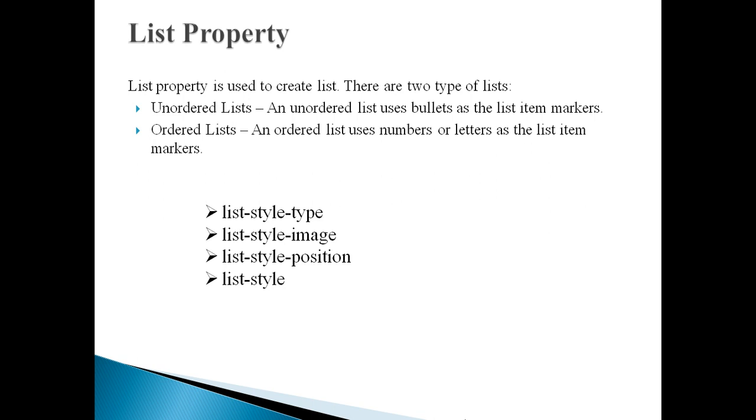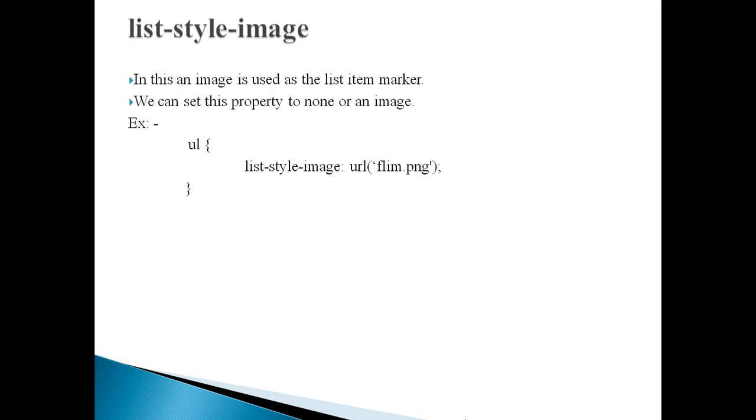And we have about four list properties here: list style type, list style image, list style position, and list style. Let's see one by one with an example. I have here list style image. In this, an image is used as the list item marker, and we can set this property to none or an image. In case you have an image, you may have to specify the URL of the image as a value to list style image. Let's see an example here.